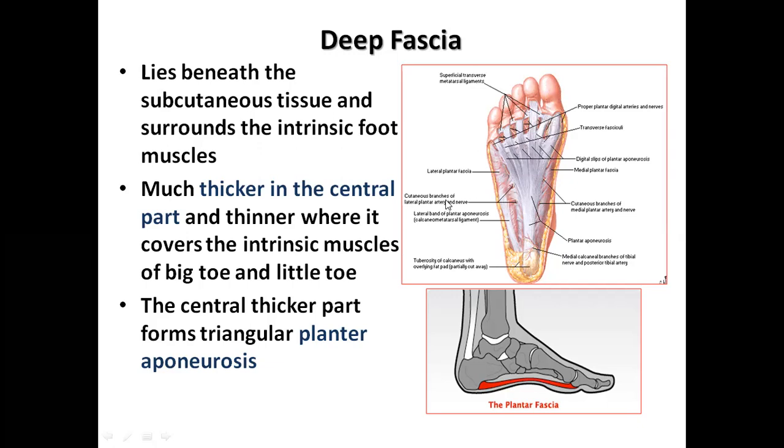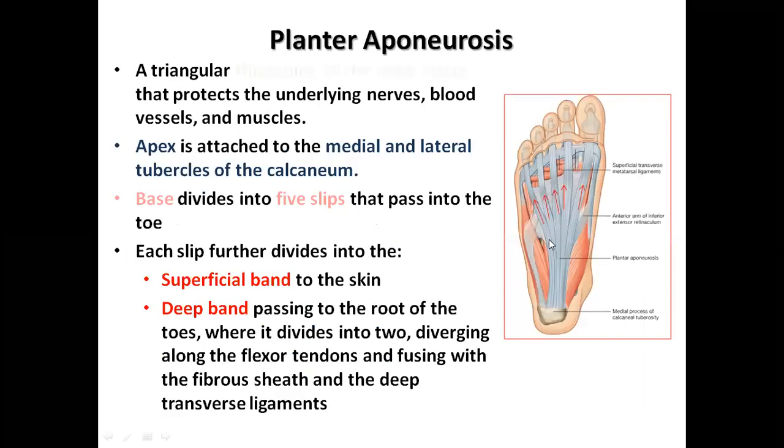That's the reason the great toe or big toe is not as mobile as the thumb or pollex. Okay. So when you look at this plantar aponeurosis, it is thicker in the central part and thinner towards the margins. It gives origin to the muscles of the first layer of the sole. It is triangular. It protects the underlying blood vessels and nerves. The apex is attached to the medial and lateral tubercles of the calcaneum. The base divides into 5 slips, 1, 2, 3, 4, and 5. Each slip further divides into superficial and deep bands.